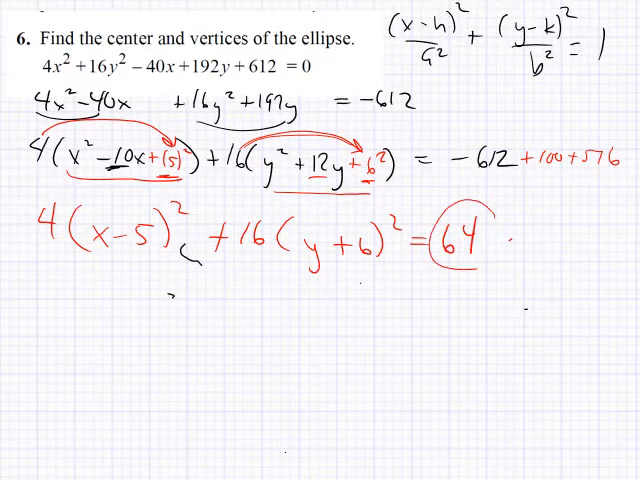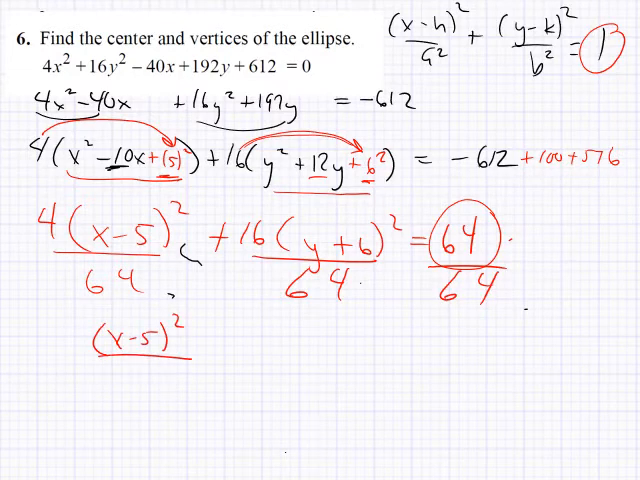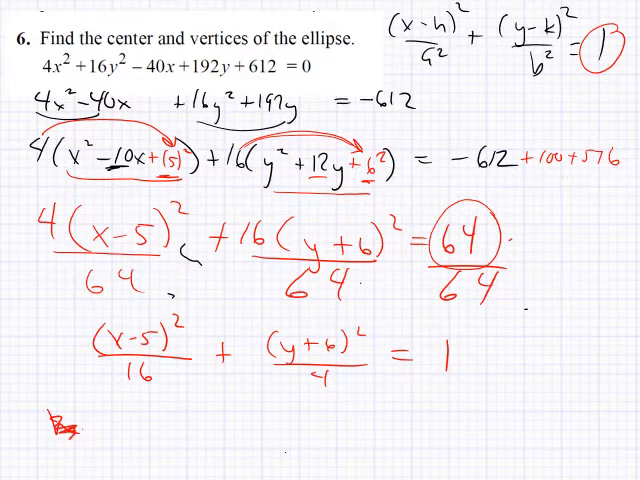Then I'm going to have to make this a 1 to match up with the formula, so I'll divide by 64, and that would give me all these divided by 64. So that would give me (x minus 5) squared over 64 divided by 4 is 16, plus (y plus 6) squared over 64 divided by 16 is 4, and then this would be a 1. So now we have everything we need. So we have the center to be (5, negative 6).